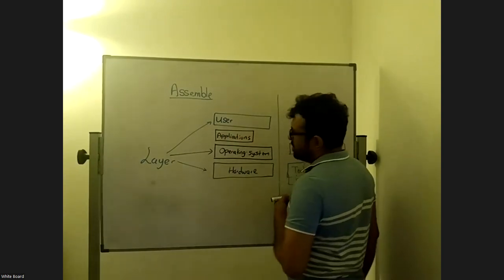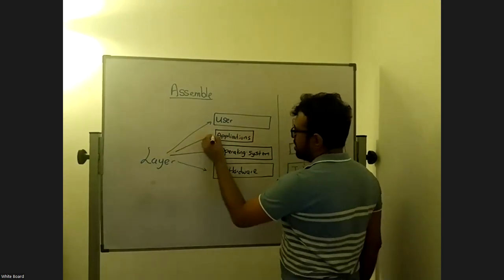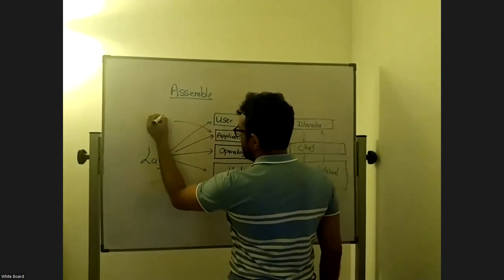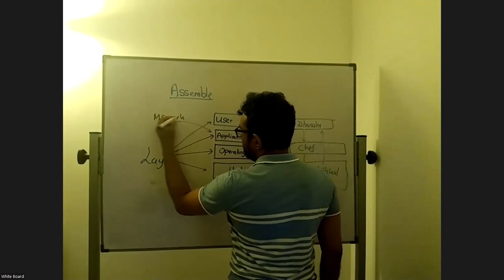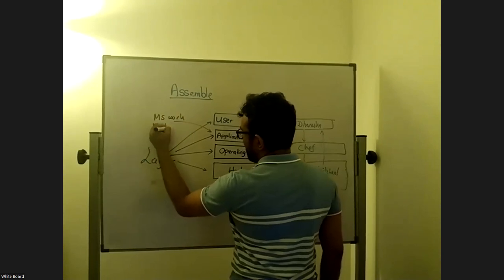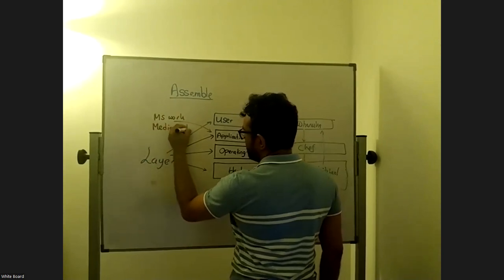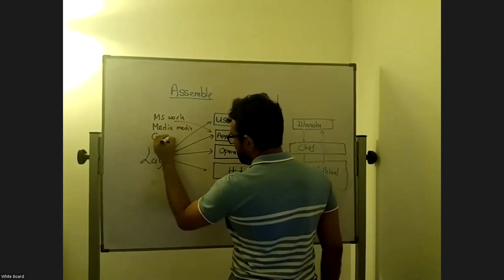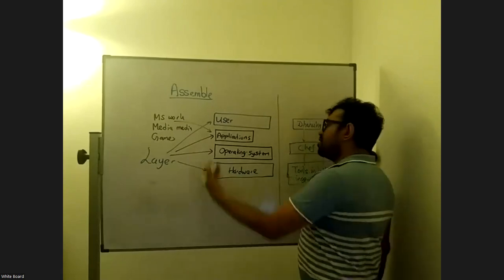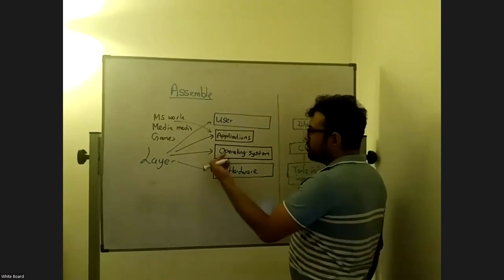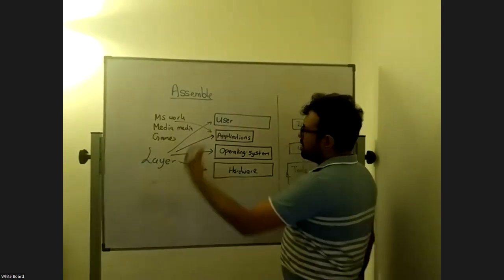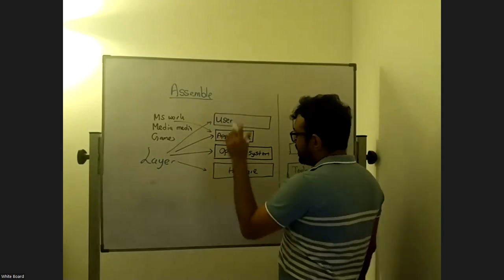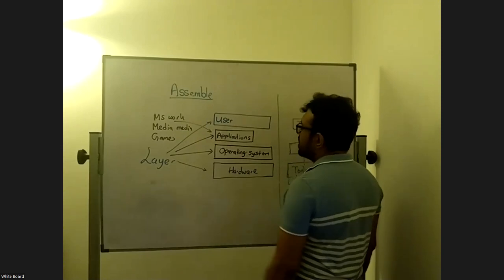So applications mean things like Microsoft Word, media players, which you may have used. What are they? The things that you use for listening to music, games. They are also running on top of the operating system. Without an operating system, you cannot do anything. Right? So you must use an operating system in order to get work done out of this hardware.